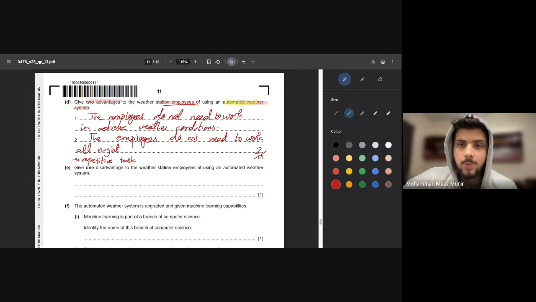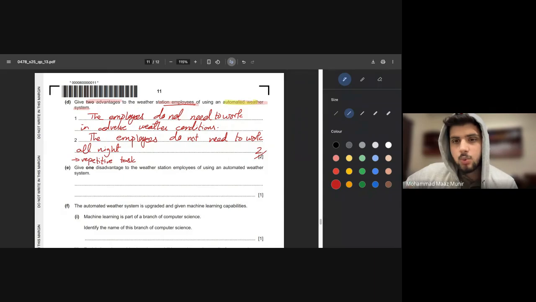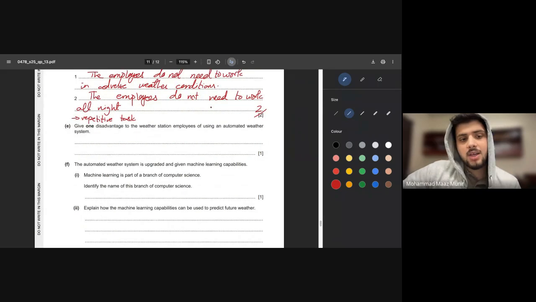So while doing topical questions or past papers or preparing for your exams, it's important that once you mark it, you also see what were the words that the examiner expected from you. The more you build those words into your vocabulary, the better you will perform in your exam. Understood?